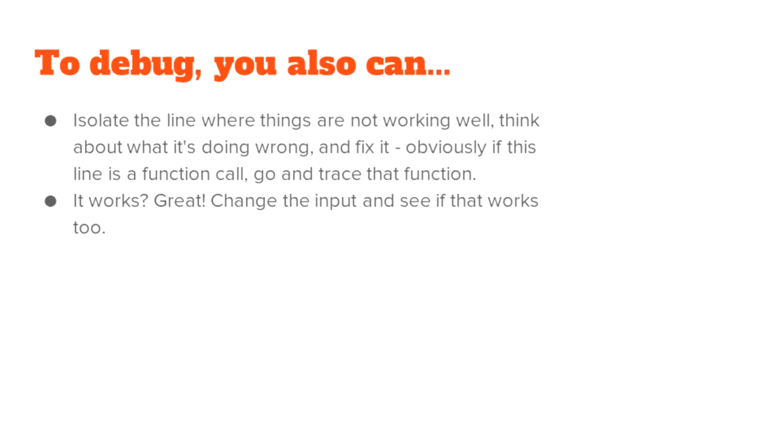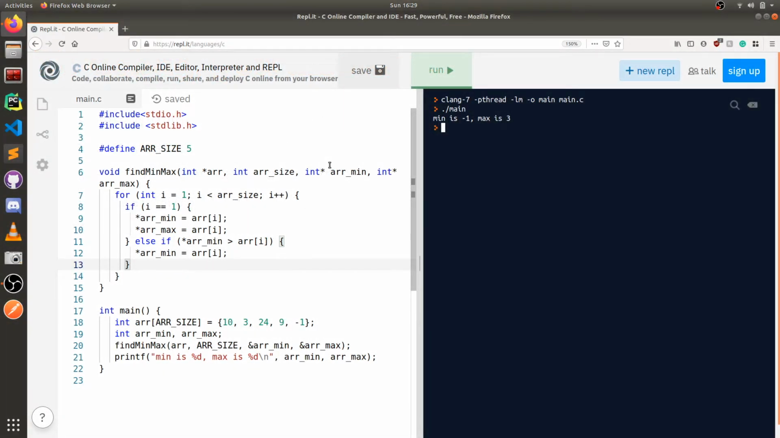Once we isolate the line that we think is incorrect, we will think why it isn't working as intended, then fix it. Obviously, if this line is a function call, we'll have to look inside the function. And if the fix works, then that's great. Change the input and keep testing to see if it works on all different inputs. So let's go over an example of how to debug.